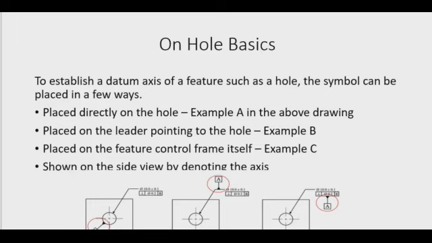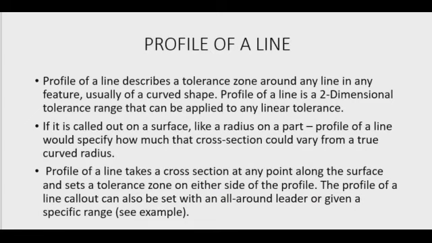Now we will move on to profile of a line, which is one type of tolerance in GD&T. Profile of a line describes a tolerance zone around any line in a feature, usually of a curved shape. It is a 2D tolerance and can be applied as a linear tolerance. If it is called out on a surface, like a radius on a part, profile of a line would be a cross section of a true curved radius.